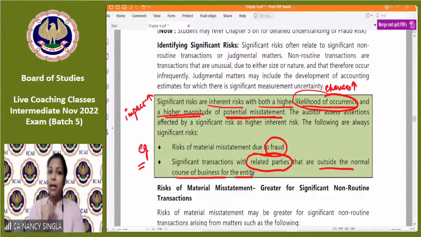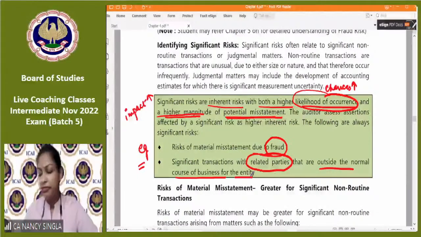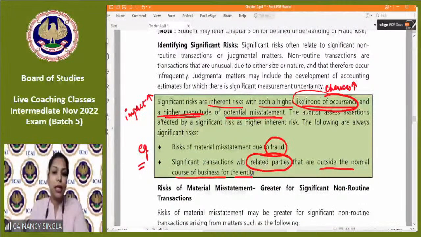Transactions with related parties can be riskier. Why? Because both the parties know each other, so the chances of manipulation increase, right? You must have read in SA 550, related parties. So you must have understood the concept that, as such, there is no bar on transactions with related parties. But see what is written: that are outside the normal course of business for the entity.